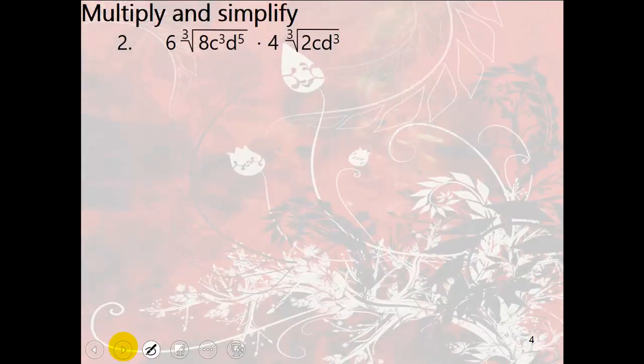All right, let's try another one. I'm going to move the 6 and the 4 together. You can multiply them together at any point. And then I'm going to pull everything under the radical. This is 2 cubed. All right, I just do prime factoring on that.